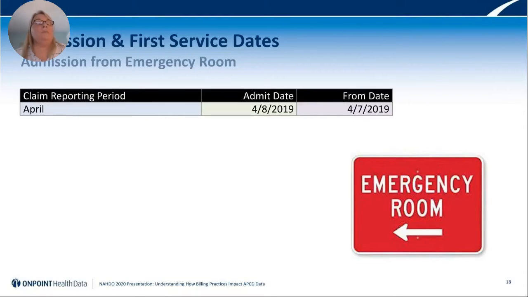Another scenario, a member or patient could be in the ED room prior to admission. So again, their ED visit is considered an outpatient service. So that first service date may be prior to the admit date.